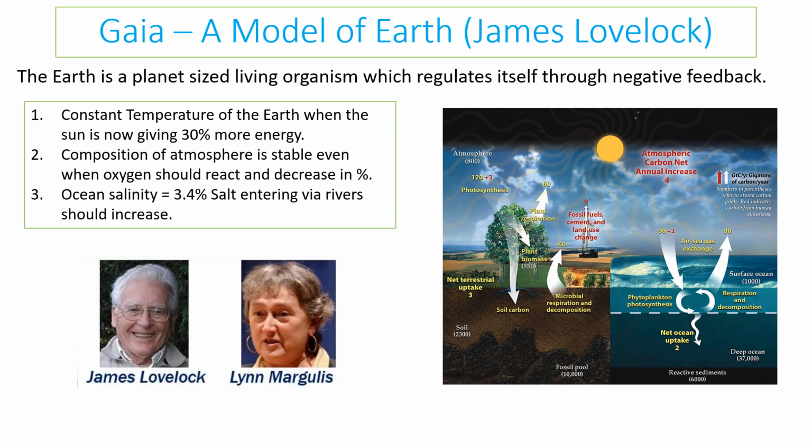The Earth has a constant temperature. This Earth's temperature stayed constant even though the sun is giving more energy out than it used to. The composition of the atmosphere is stable even when oxygen should technically react with all the other elements and decrease, but it doesn't. And ocean salinity is always about 3.4%, even though salt levels which are entering via rivers and erosion should increase that salinity. It doesn't do so.